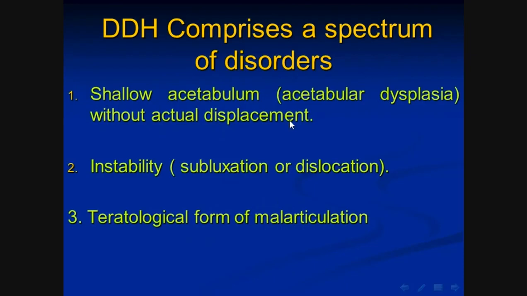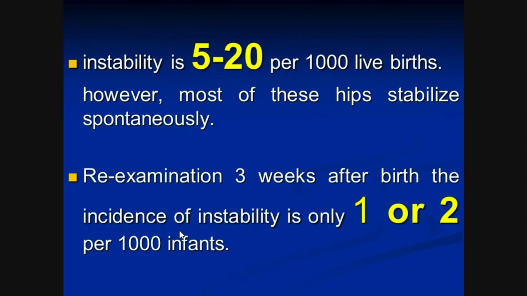Instability of the head of the femur due to subluxation or dislocation, sometimes a teratological form of malarticulation between the head of the femur and the acetabulum. The instability is 5 to 20 per 1,000 live births. However, most of these hips stabilize spontaneously after a few weeks. So re-examination 3 weeks after birth is important because there is a decrease in the incidence of instability from 5 to 20 to 1 to 2 per 1,000 infants.